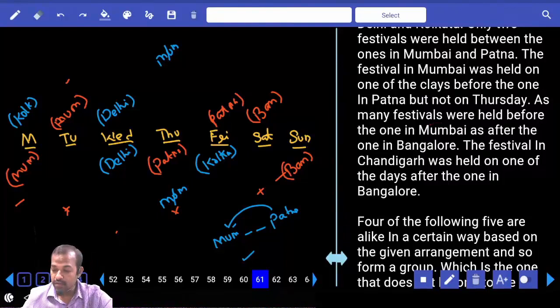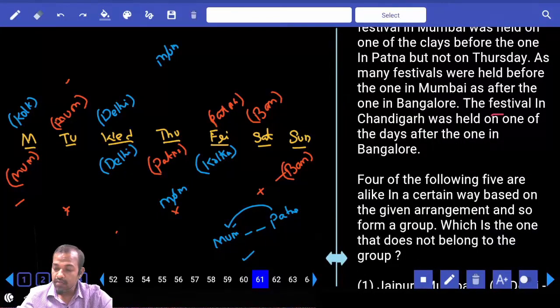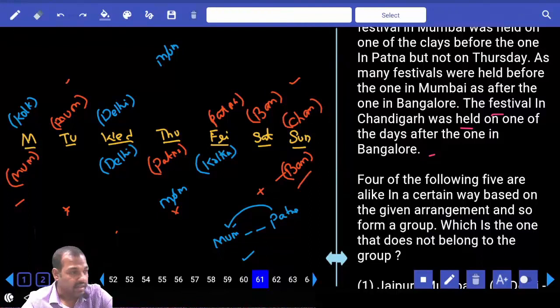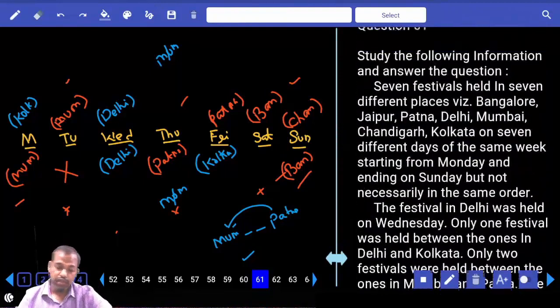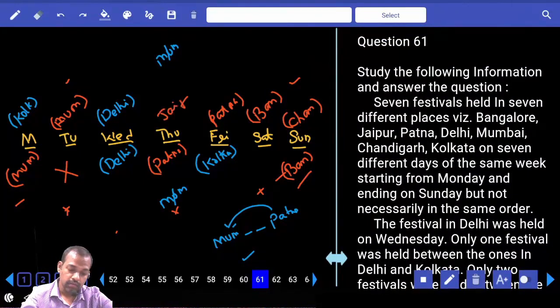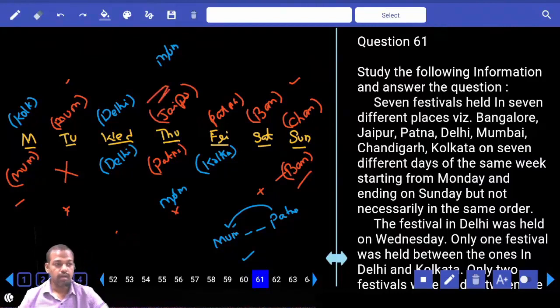Okay. Next one. Next is, the festival in Chandigarh was held on one of the days after the one in Bangalore. Now tell me, when we go for the first possibility, Bangalore is on Saturday, so Chandigarh has to be on Sunday. And when you go for the second case here, is it possible? No. That means we can eliminate the second possibility, isn't it? Now tell me, what's the remaining place left here? Jaipur. So Jaipur has to be on Thursday. Completed or not? So clear?